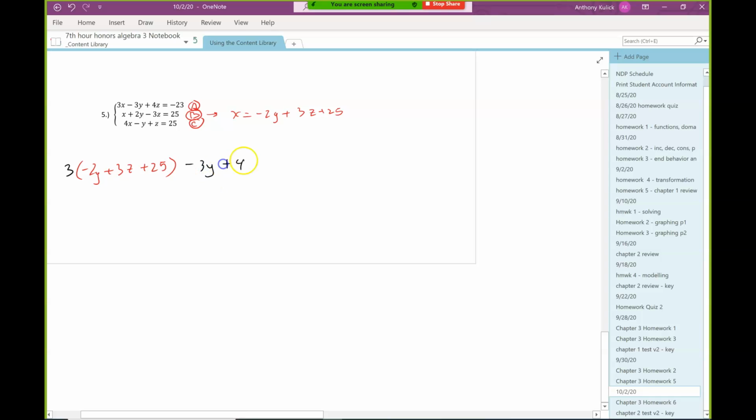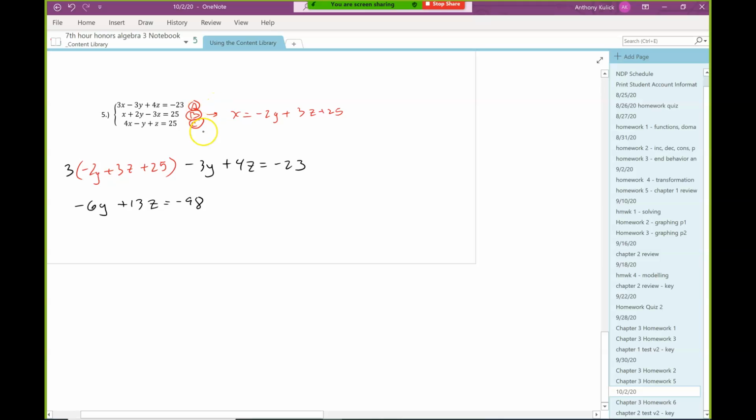Minus 3y plus 4z equals negative 23. And I simplify this down. I'm going to just try to do this all in one step so I don't have to write as much stuff. Is that okay, Taylor? Yeah. Okay, so I get negative 6 and negative 3 is negative 9y. I have positive 9 and positive 4 is 13z. I have positive 75 that I subtract to the other side to give me negative 98. Okay there?